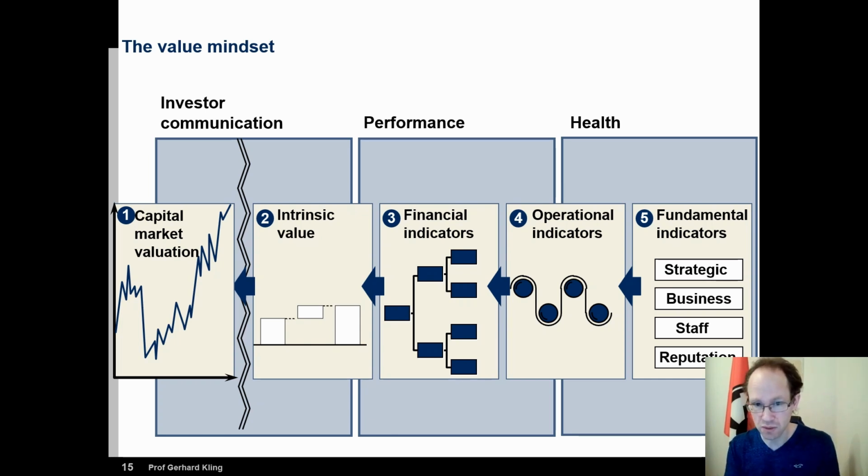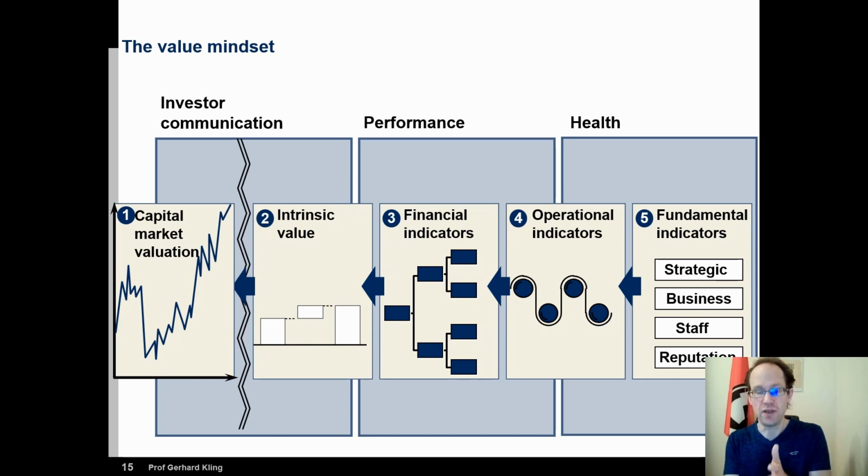We talked about multiples and other things. What is the market expecting? Then I can do my discounted cash flow model, which we cover quite extensively in this course, and I can come up with an intrinsic value. And what I can do then is compare that with the actual market value, and then I can have a discussion: am I actually under or overvalued based on my assumptions?